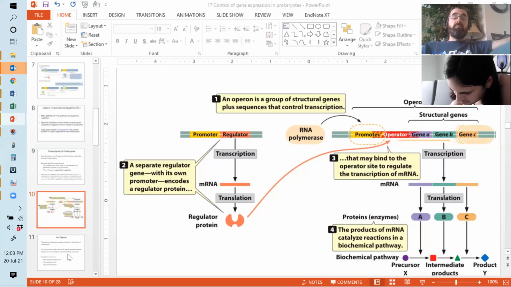Because prokaryotes are actually pretty clever when it comes to how they control gene expression. They're very elegant in the mechanisms that they use. It's a little bit of trans-kingdom jealousy when it comes to gene expression.